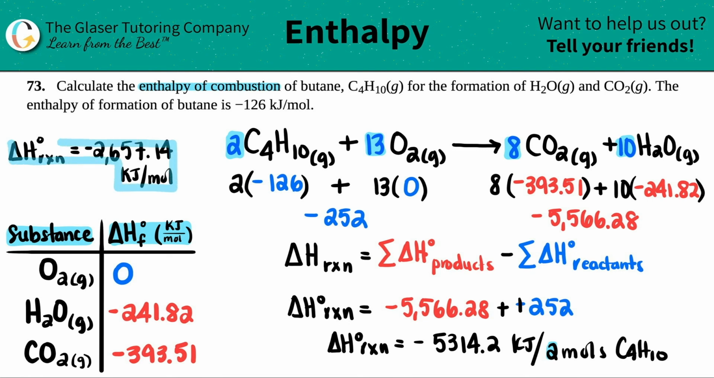So in order to burn basically 1 mole of butane, we are going to release 2,657.14 kilojoules. Wowzers.